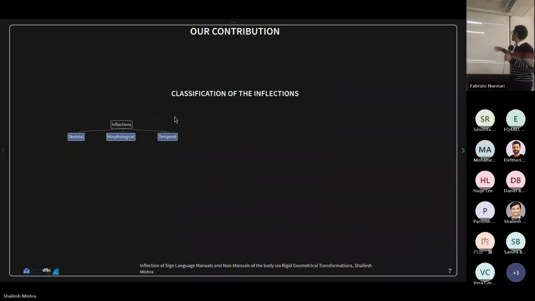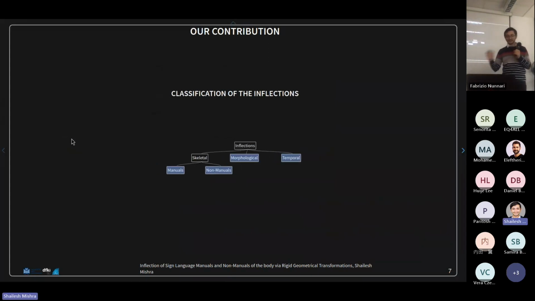And this is the table summarized into a tree diagram now, and it's very simple to catch. So you have inflections, and then you have a skeletal animation, which are manual and non-manuals. Manual motions are something you do intentionally, and once you do it intentionally, it's very apparent, then the non-manuals, which are the result of your manual motions, right?